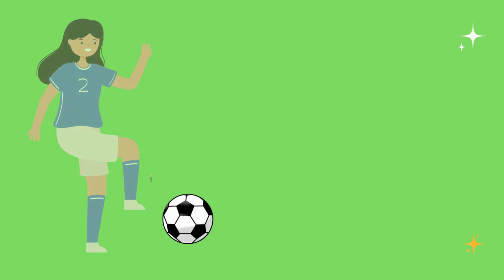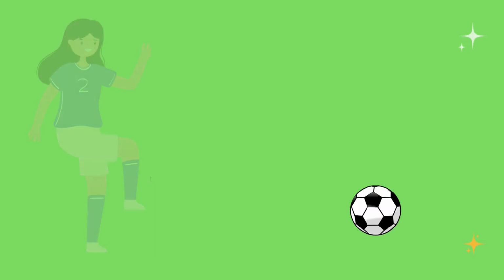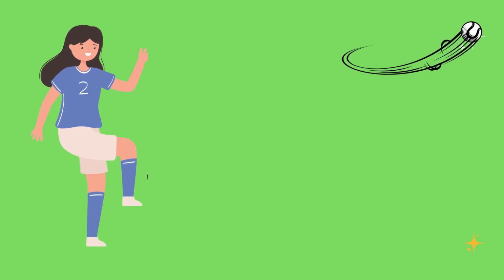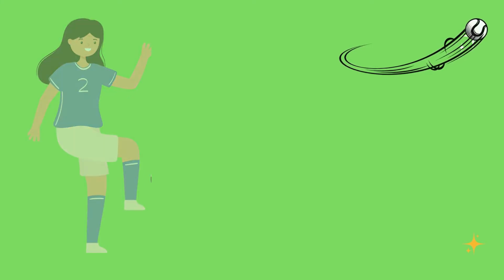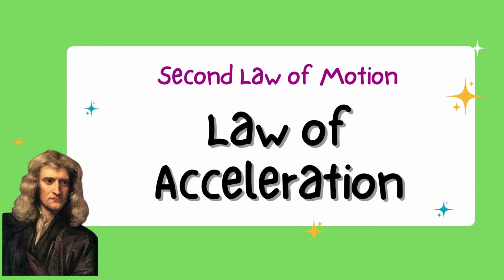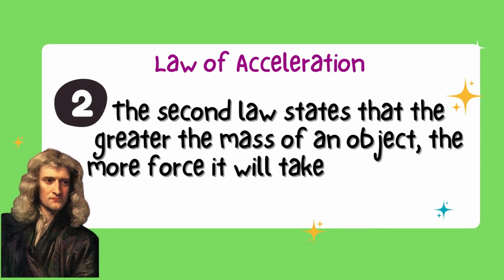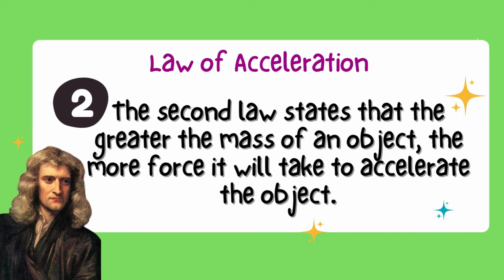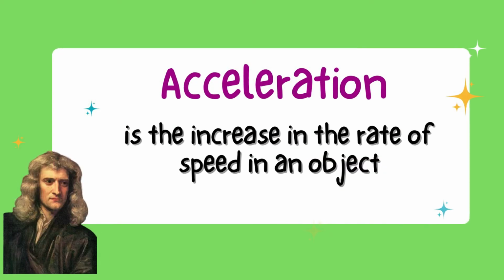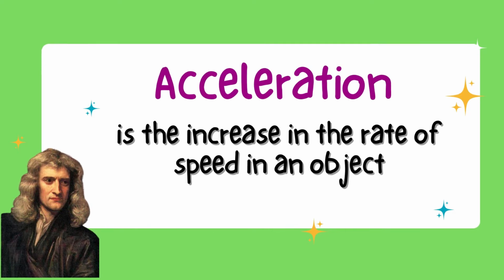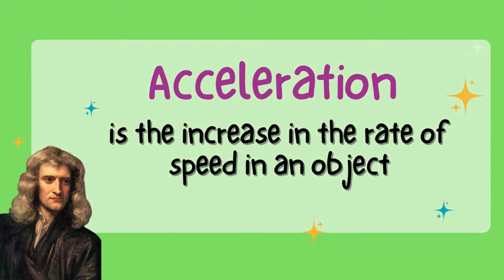Let's keep going. Suppose that you kick a soccer ball from the ground, it would move away from you, right? If you kick a smaller ball, you would notice that the effect would not be the same. This situation demonstrates the law of acceleration. The second law states that the greater the mass of an object, the more force it will take to accelerate the object. As mentioned previously, acceleration is the increase in the rate of speed in an object.